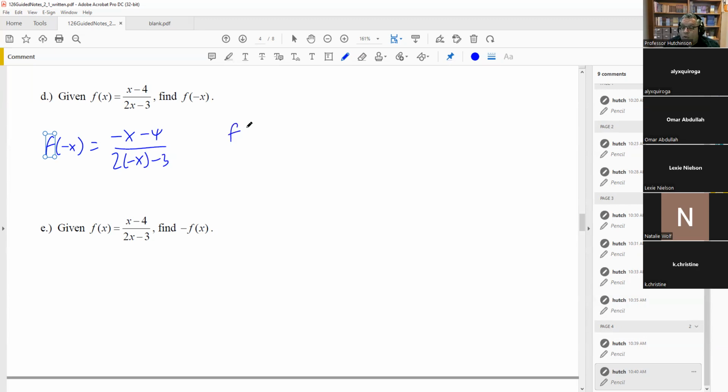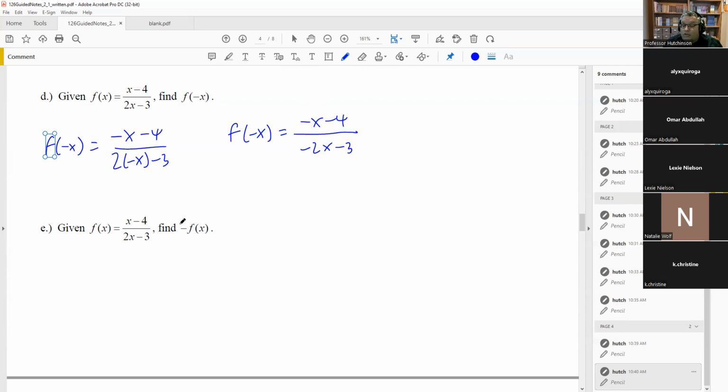And if you want to do one more simplifying step, we can do that here. Negative x minus 4. And I have negative 2x minus 3. And that's it. So that's all you can do on that. Again, we don't know what x is, so we can't get a numerical answer. Just replacing all the x's with negative x.